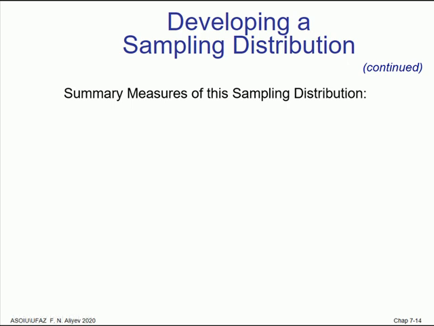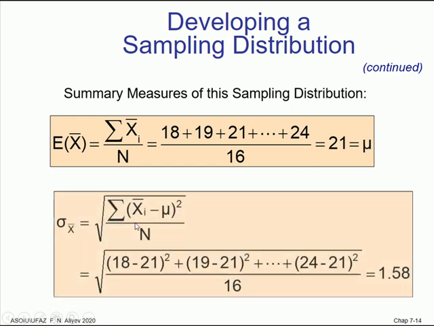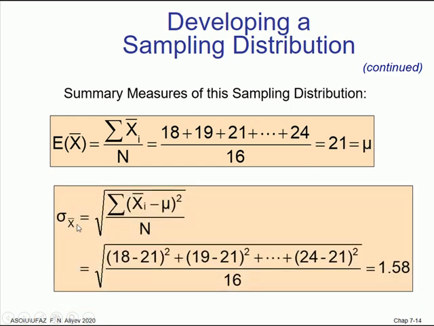Let's now calculate the measures of the sample means. We have 16 samples. You may find the mean by adding them and dividing by the number of values. You add them and divide by 16, you get 21. As you see here, it's again equal to the population mean. And you calculate the standard deviation of the sample means by using the population standard deviation formula, and you obtain 1.58.